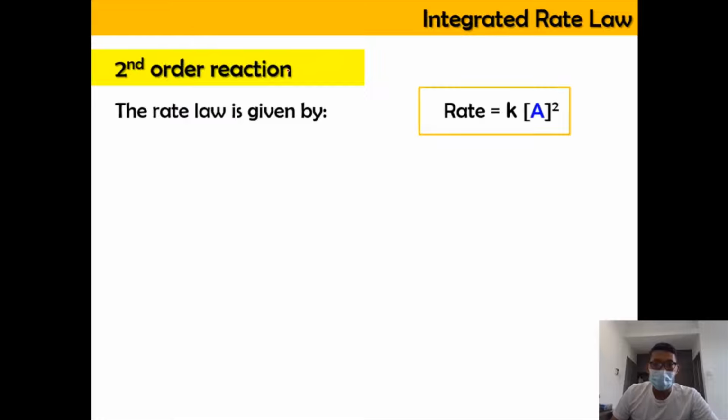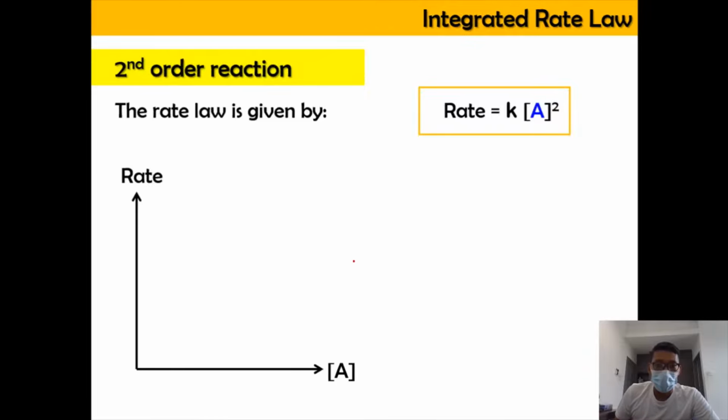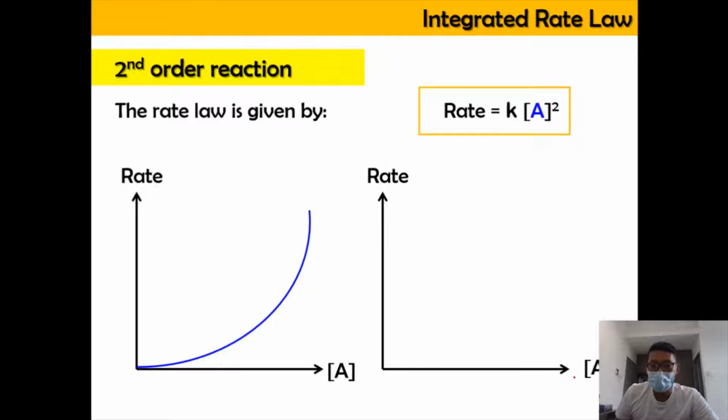Okay, and now you can find the relationship of the graph of rate with concentration. So for the second order, you will be getting something like this if you were to draw rate against concentration. But if you were to draw rate against the concentration squared, you will get a straight line graph because it's going to be y is equal to mx. So your x-axis is going to be A squared, and the gradient that you will be getting is equal to k.